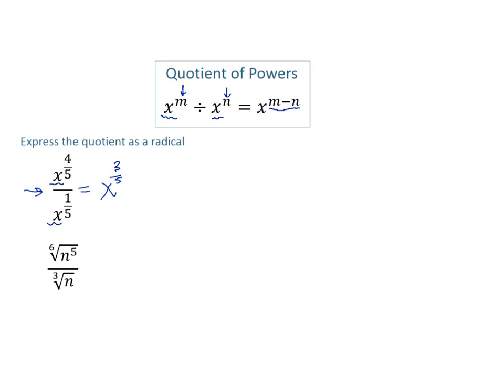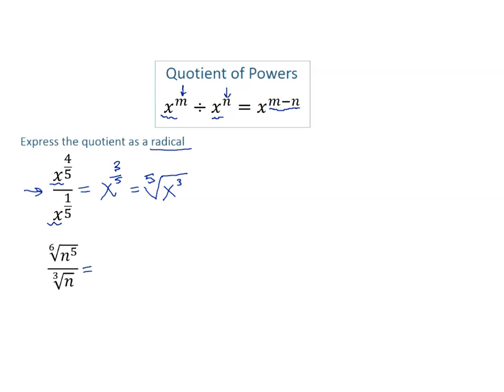And this time it does give us instructions. It says to express the quotient as a radical. So then I have to take that one extra step. I kick the bottom out, so the 5 becomes my index number, and then I have x to the third inside.